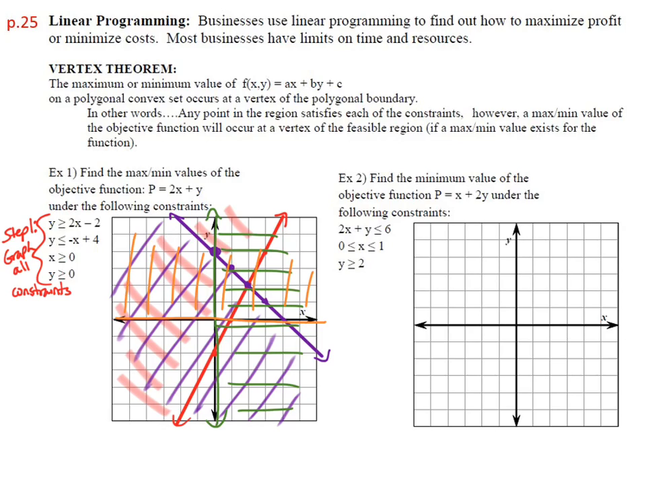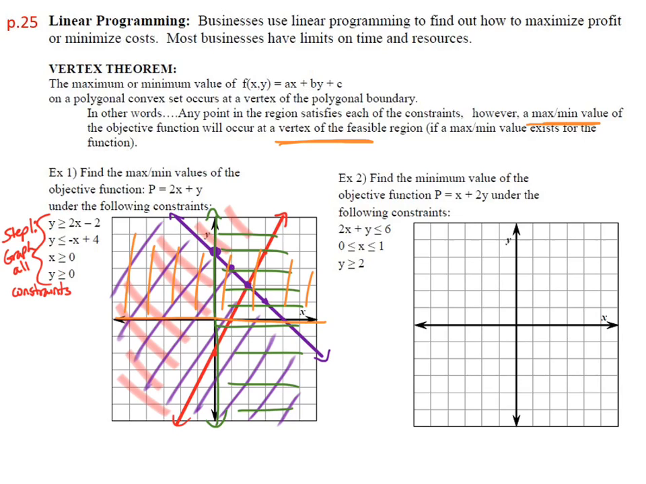So they want to make sure they're making the most money at the smallest cost. And they're able to do this because of the vertex theorem. Reading through that, it sounds very wordy, but when they're talking about the maximum or minimum value of our function on the polygonal convex set occurring at the vertex, it's nothing more than this: any point in the region that satisfies each of the constraints is going to be a solution. However, if you're looking for the minimum or maximum value, that's going to come from the vertex of the feasible region. And that's going back to the vocabulary at the beginning of your packet. So make sure you're studying your vocabulary.